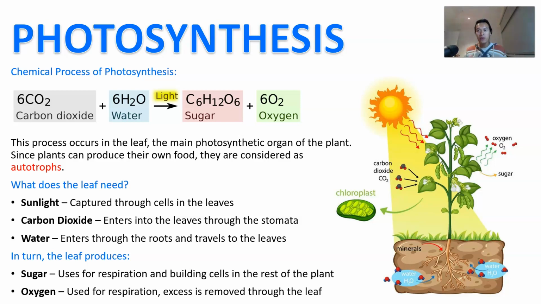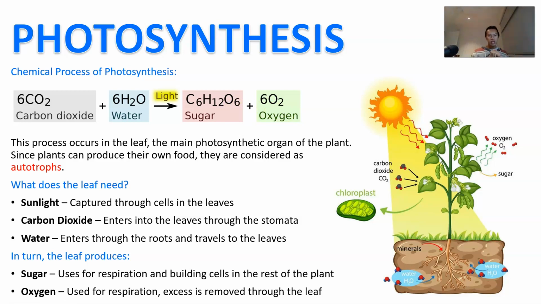So, photosynthesis is the chemical process where you get carbon dioxide and water, and using the energy from sunlight, you're going to convert them into glucose and oxygen, glucose being a type of sugar, okay? So here's the chemical equation. 6CO2 plus 6H2O with light gives you C6H12O6 plus 6O2. Just a bunch of 6s, 12s, and 2s, okay?